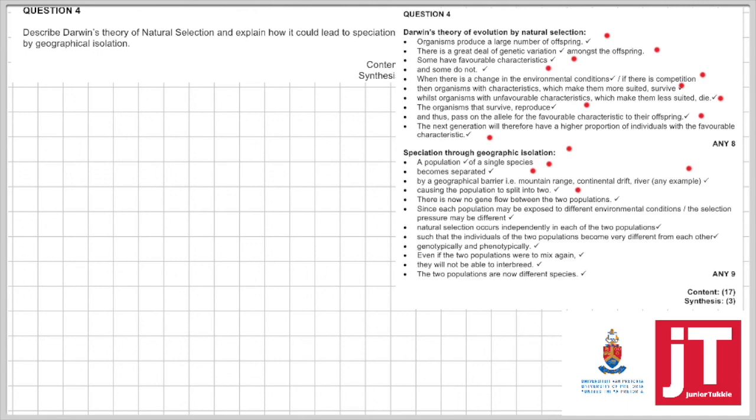There is now no gene flow between the two populations, since each population may be exposed to different environmental conditions or the selection pressure is different. Natural selection occurs independently in each of the two populations, such that the individuals of the two populations become so different from each other, they can become genotypically and phenotypically different. If the two populations were to mix again, they will not be able to interbreed. The two populations are now different species.